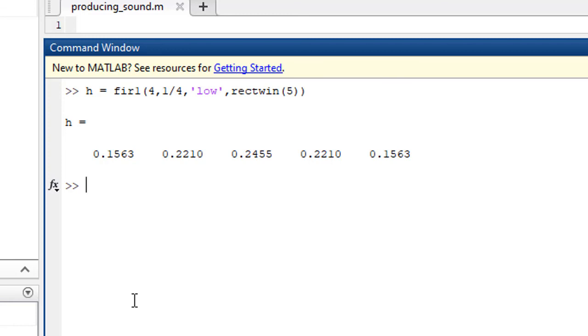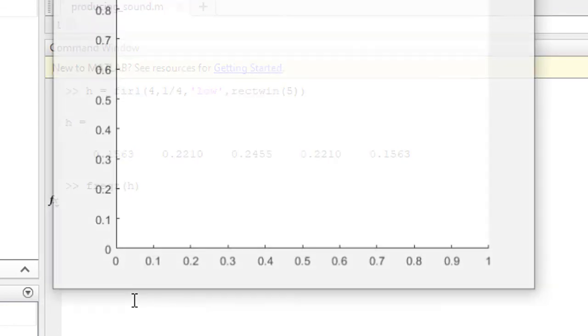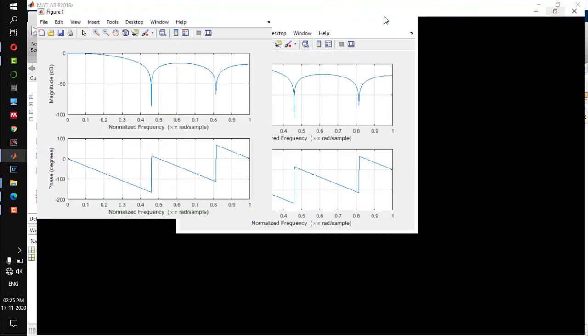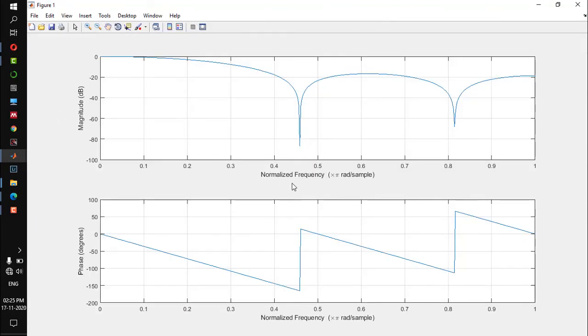Now you can even get magnitude versus frequency and phase versus frequency plots also. The command is freqz of the coefficients which are there in h, right? So if I hit enter, this will automatically give us the frequency response. So this is magnitude versus frequency, and this is phase versus frequency. So this is fine, but we are interested in this frequency plot.